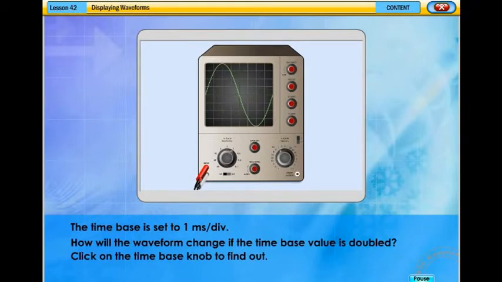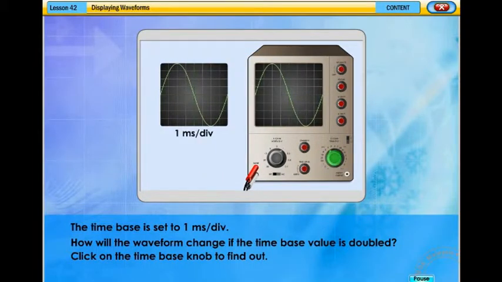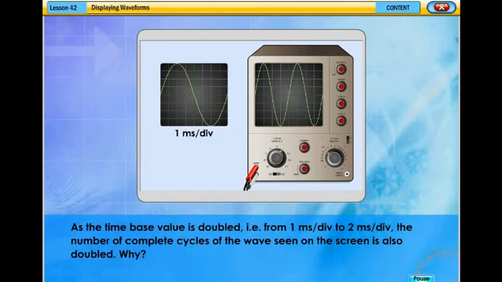How will the waveform change if the time base value is doubled? Click on the time base knob to find out. As the time base value is doubled, that is, from 1 millisecond per division to 2 milliseconds per division, the number of complete cycles of the wave seen on the screen is also doubled.